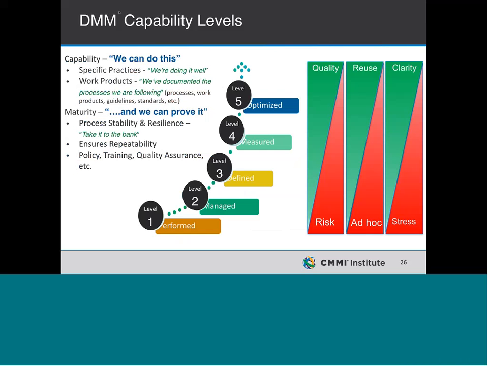Yes. So first, if you take a look at the cylinders, I guess they're, what are they? Lines, fat lines to the right. You will see red and green on the right-hand side. You go from higher risk to greater quality and stability. You go from ad hoc, inefficient processes to the ability to reuse and save costs and effort.